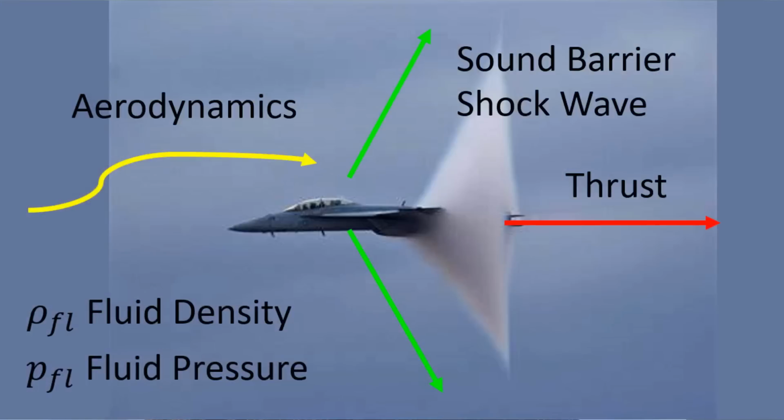So one, the aircraft, in this case, has thrust, and that's what's pushing the plane forward. We then have the aerodynamics, and simply aerodynamics is just the flow of the air or fluid as it flows over the structural body of the aircraft. Now we can characterize the aerodynamics with the density of air and the fluid pressure. Now as an aircraft exceeds past the speed of sound, it creates a shock wave at the sound barrier.